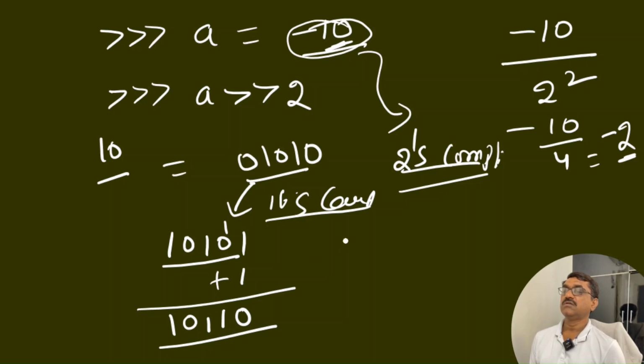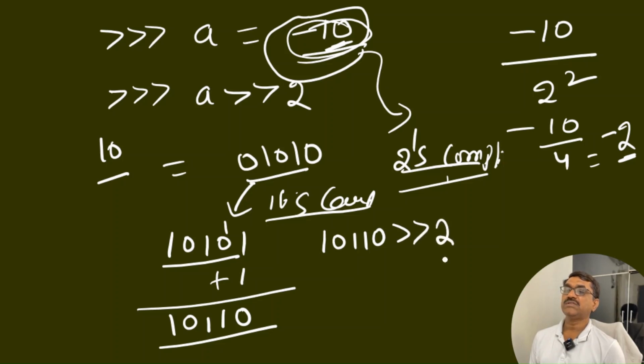This is the result: 1 0 1 1 0. This is how we got the 2's complement of 10. 1 0 1 1 0 is the 2's complement. After obtaining this 2's complement, now we shift 2 bits to the right or left? Right. So these 2 bits are shifted right.